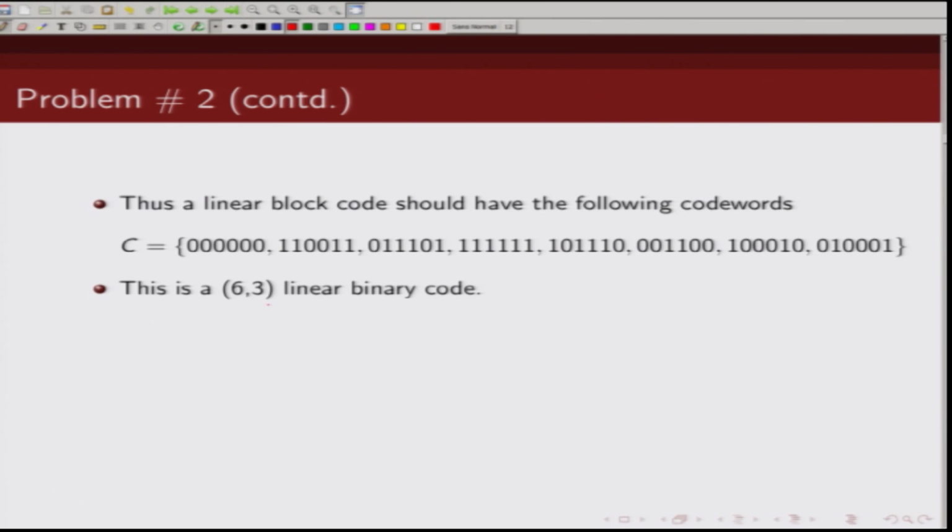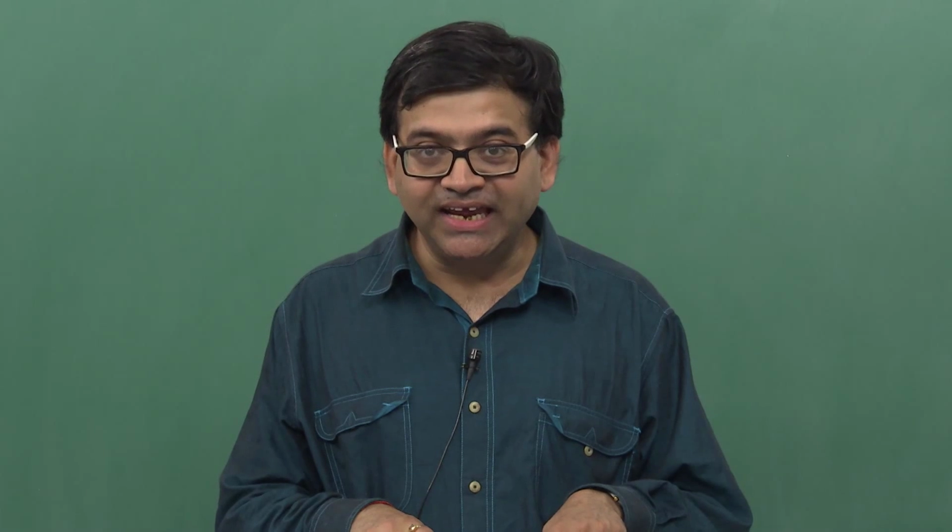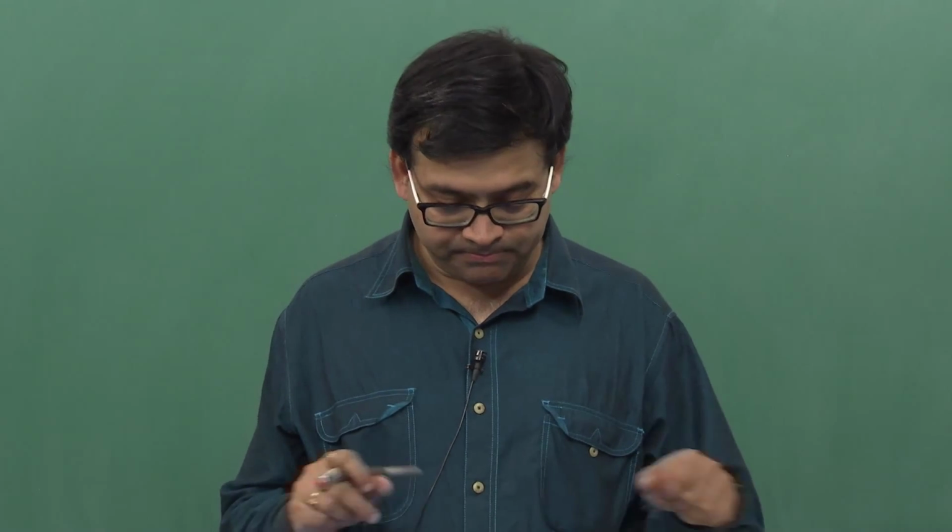And what are the parameters n and k? The length of the code words is 6. Each of these code words is 6 bits. So, that is why n is 6, and there are a total of 2^k code words, and in our case 2^k is 8. So, k is 3. So, this is a (6,3) linear binary code.